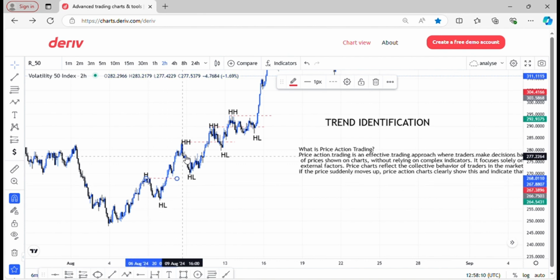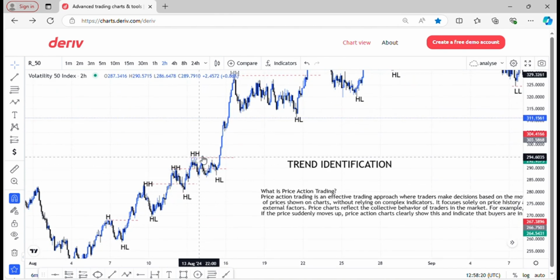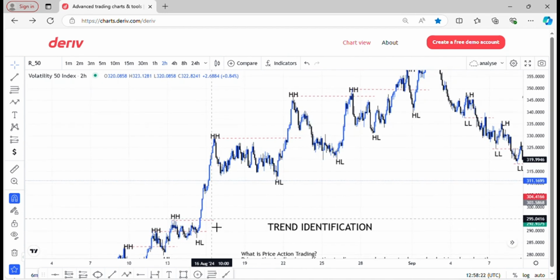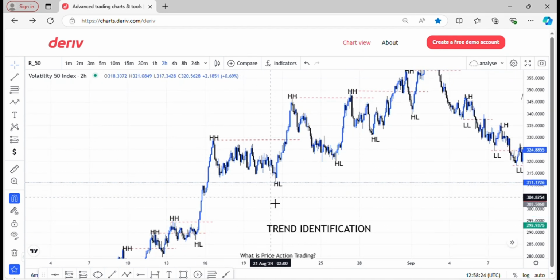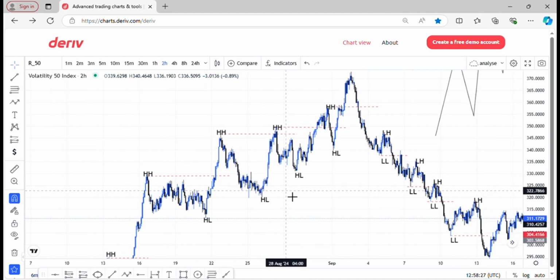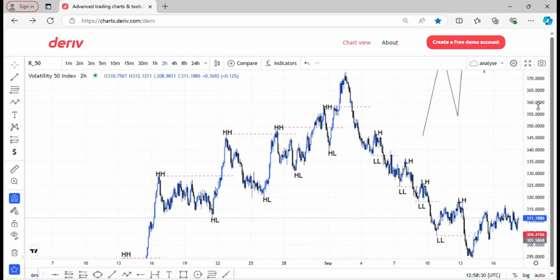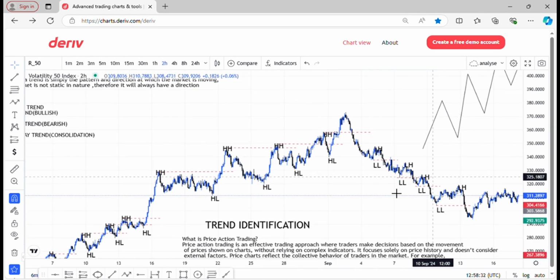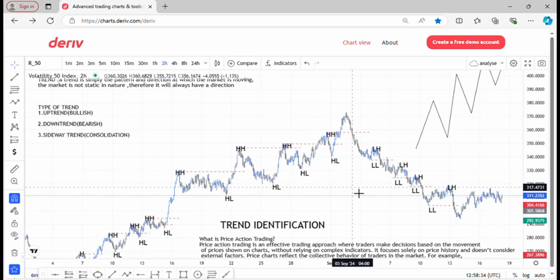After it broke this structure, it came here and created a higher high and a higher low. It came up again and created a higher high, a higher low. You can see a higher high, a higher low, a higher high, a higher low, a higher high. So when you see this, from what I've told you, what is it? It's an uptrend.